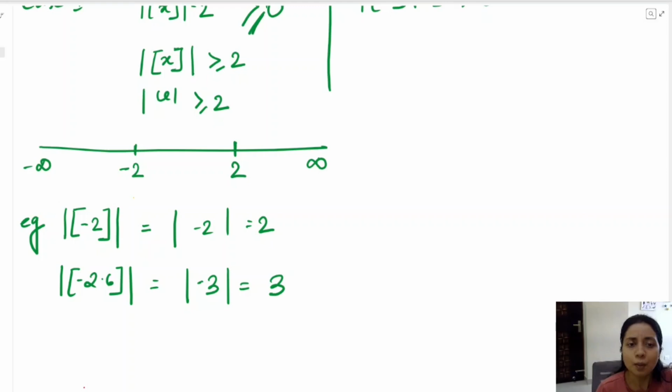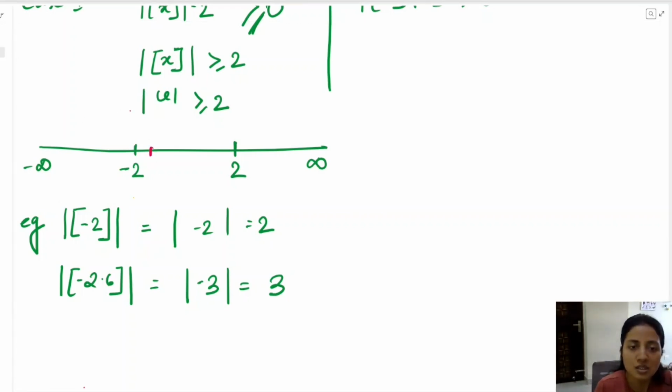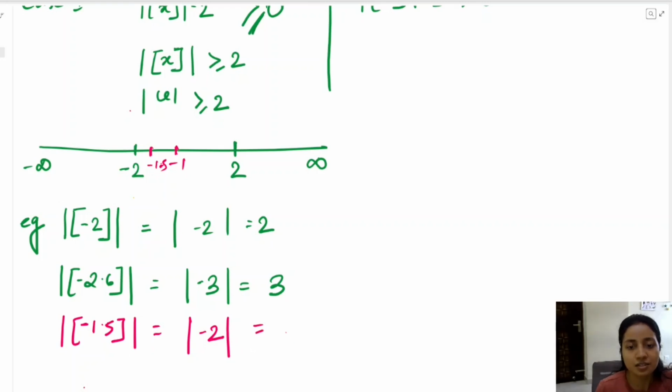But what about the numbers towards the right of minus 2? Let me highlight over here. I am talking about these numbers, minus 1 or maybe minus 1.5. Will these numbers also satisfy our inequality or not? Let's check that. Suppose we are taking minus 1.5. Now the greatest integer function will give the nearest integer which is smaller than minus 1.5, that means minus 2. And still we are getting 2. So this number is satisfying our inequality. What about minus 1?